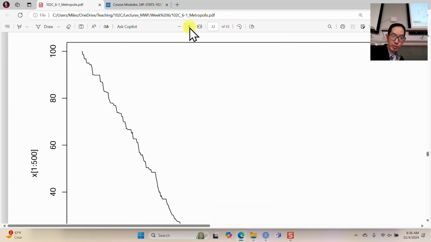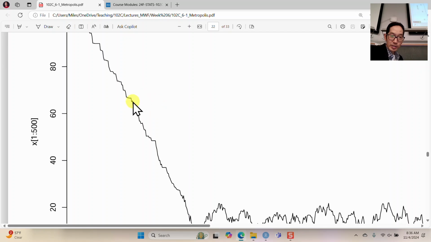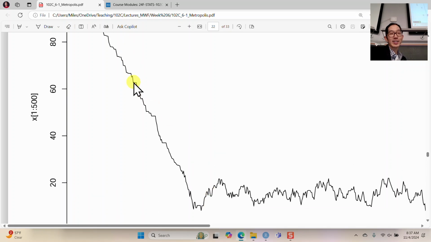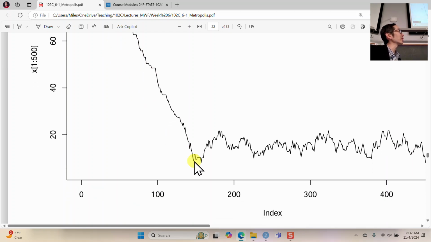On rare occasions there's a tiny little bump here. It means it moved away. We were currently at like 61 and proposed like 61.5, farther away from the mean. The probability of moving away is not 0, so sometimes it does, but most of the time it just keeps moving closer and closer.